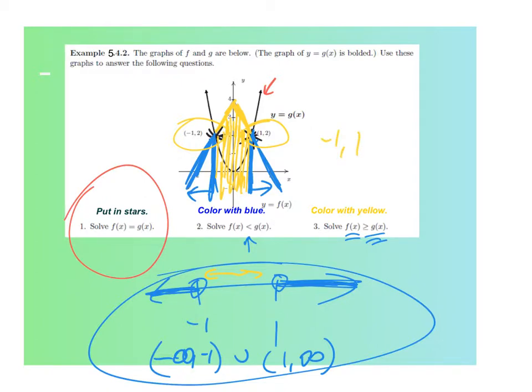And it doesn't say or equal. Oh, it does say or equal to. Yay, I get a chance to practice that. It says or equal to, so then I bracket this. Because at those spots, those functions are equal.